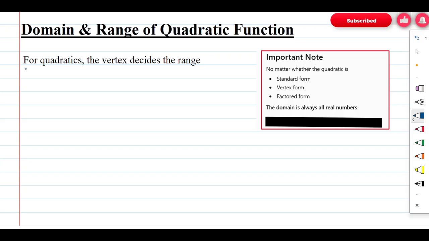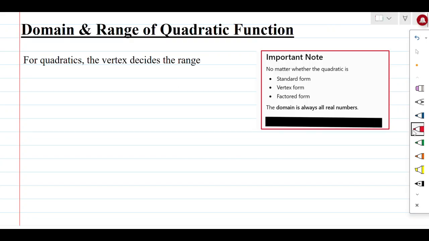Now, when we talk about the range of the quadratic, for every quadratic form, whether it is standard, vertex, or factored form, the vertex decides the range of that quadratic function. So keep it in mind that the domain is always all real numbers, and the range is decided by the vertex, right?